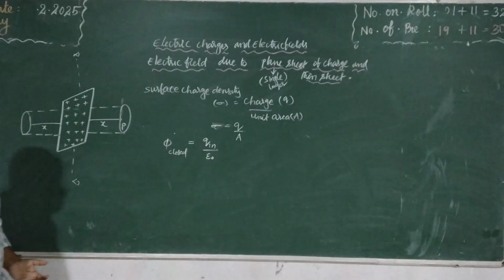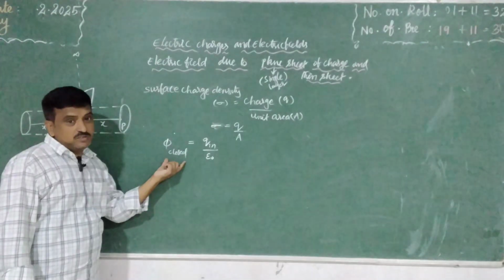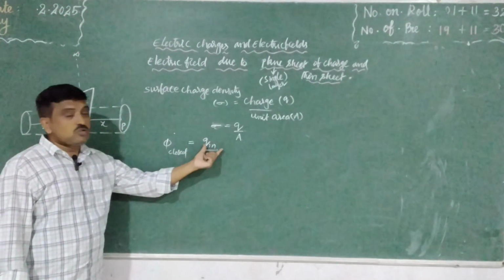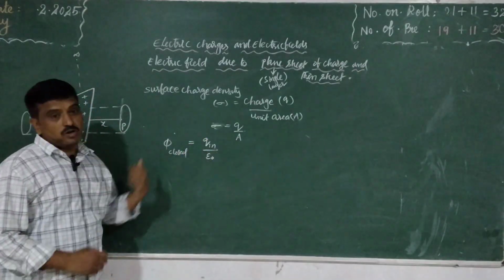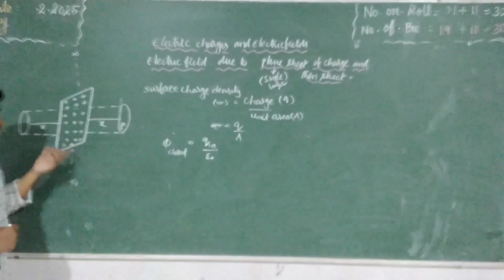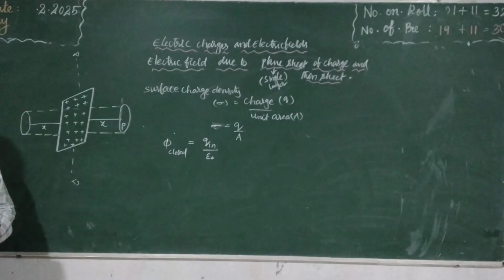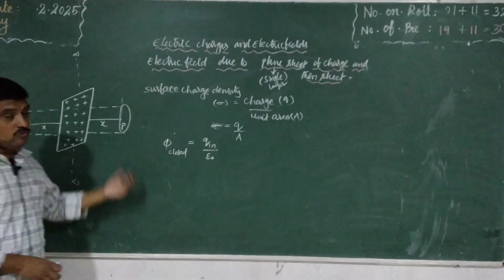So what is Gauss law? The net electric flux through a closed surface is 1 by epsilon naught times the net charge enclosed by the surface, meaning phi closed equals q inside by epsilon naught. This is the Gauss law. By using Gauss law, here we can select the Gaussian surface. Here a cylinder is the Gaussian surface.